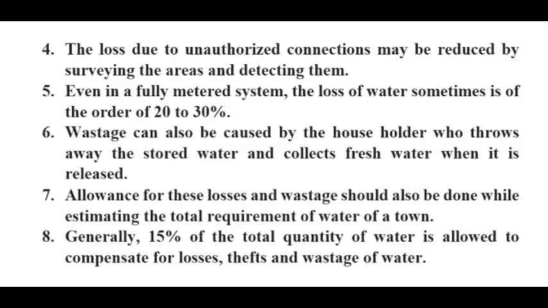Point number 4. The loss due to unauthorized connection may be reduced by surveying the areas and detecting them. Even in a fully metered system, the loss of water sometimes is of the order 20 to 30%. Wastage can also be caused by the householder who throws away the stored water and collects the fresh water when it is released. Allowance for these losses and wastage should also be done while estimating the total requirement of water of a town. Generally, 15% of total quantity of water is allowed to compensate for losses, thefts, and wastage of water.